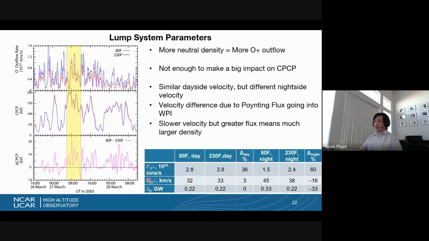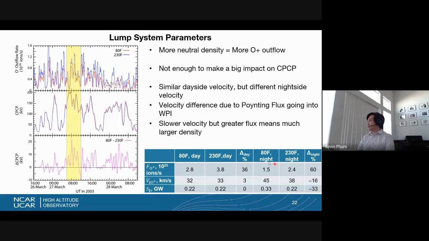If you take a look at the velocity of the O+ coming into the magnetosphere, you can see that on the day side, the velocities between the two runs are similar. They're both about 33 kilometers per second. And that has to do with the Poynting flux coming in. Because the solar wind driving between the two runs is the same, the amount of Poynting flux on the day side is also the same. And therefore, you have similar energizations and similar velocities coming out. But because you have a more inflated thermosphere during solar maximum, you get more O+ flux coming in.